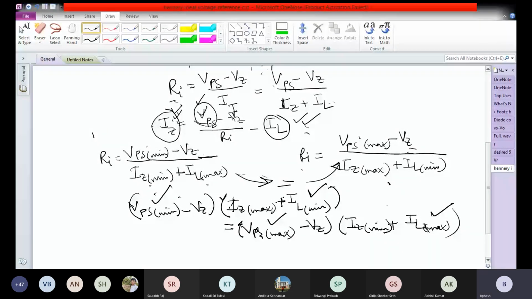Okay, so that also must be known. So these are specifications given to us. These will be specifications given to us, that you design this circuit such that the output voltage is maintained constant when the input voltage varies from such and such VPS min to such and such VPS max, and the output load current varies from such and such IL min to such and such IL max.